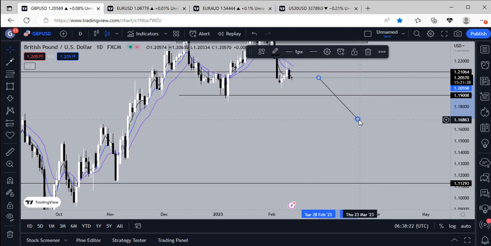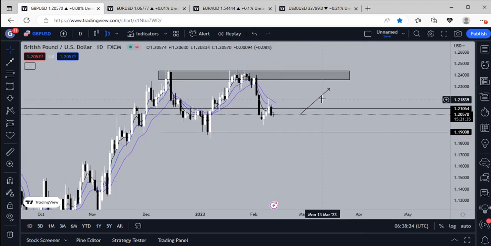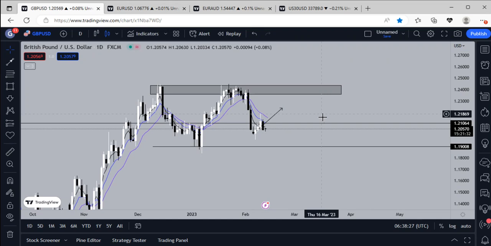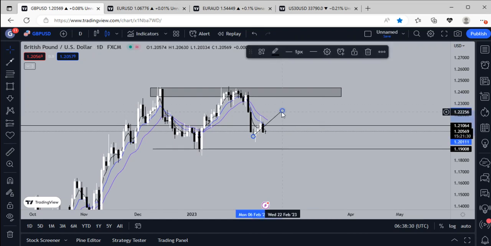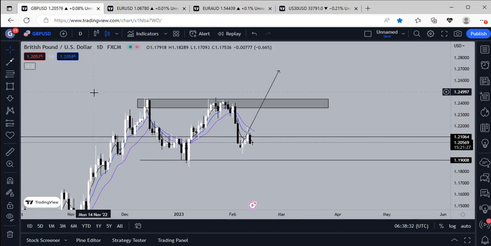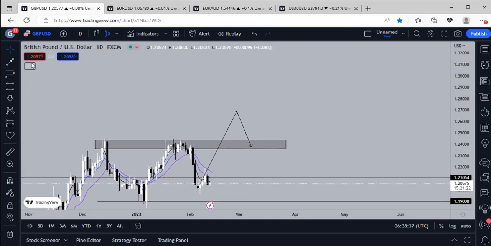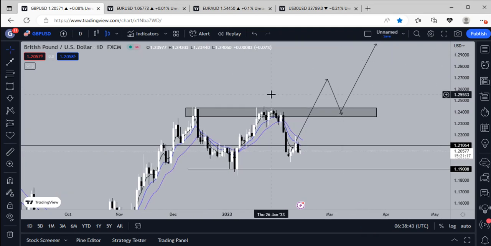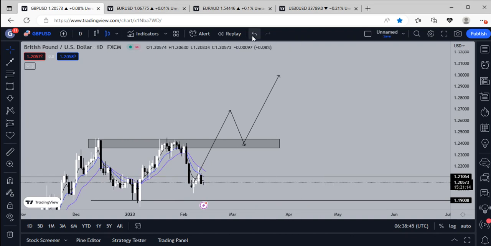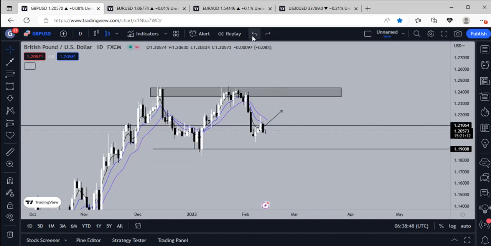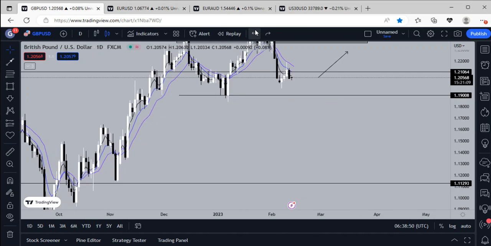Or what price can do is it can decide to instead break out of this resistance, break out of that higher high, retest, and we go to the upside. So that's what I can see for GBPUSD.